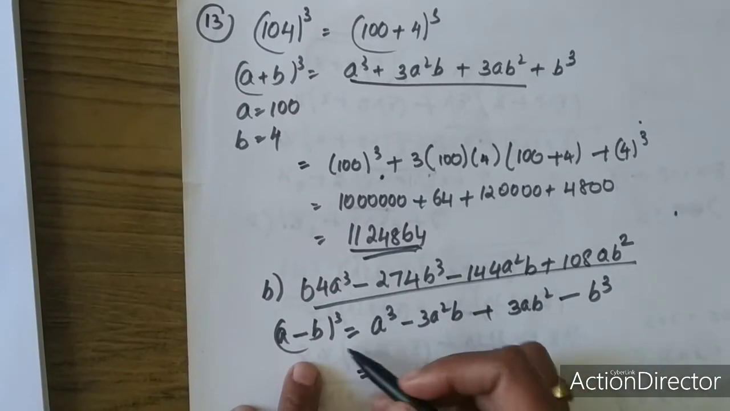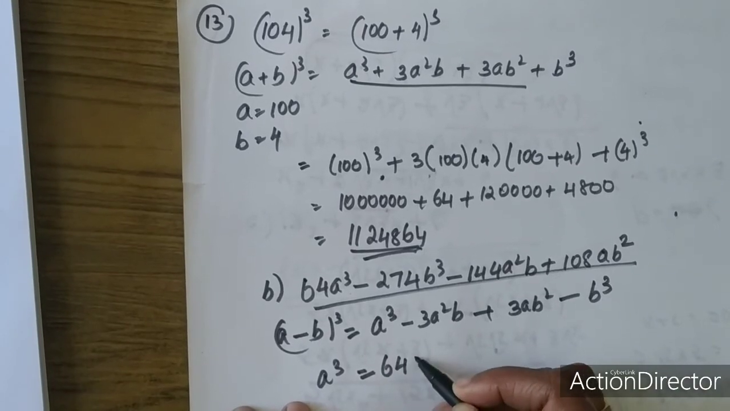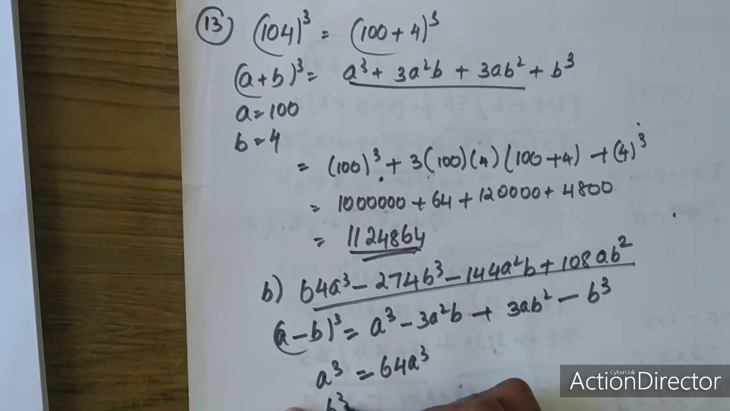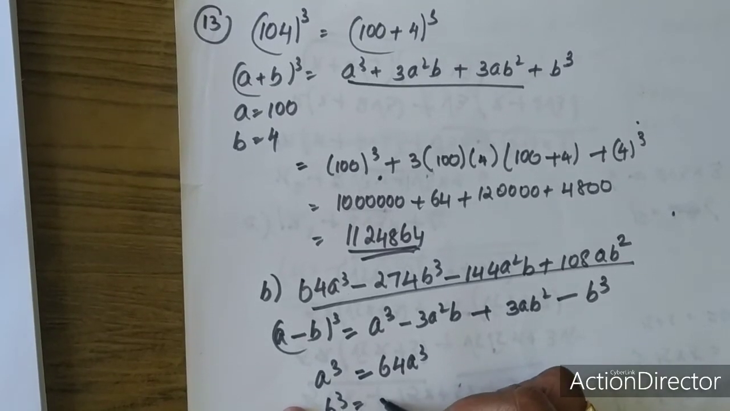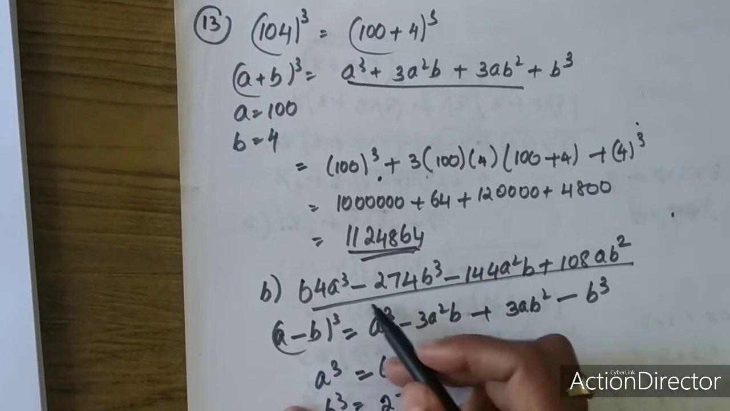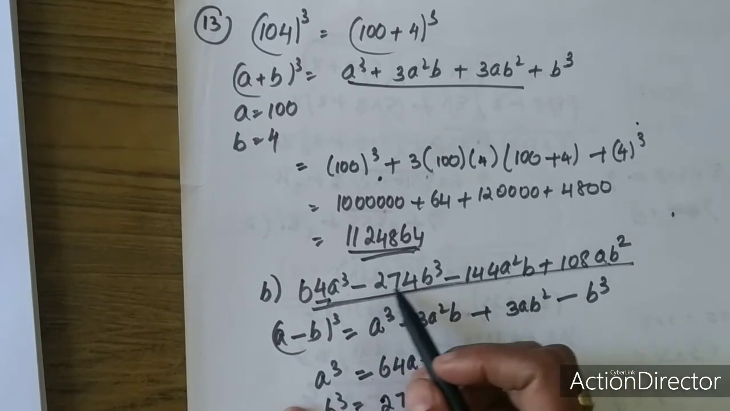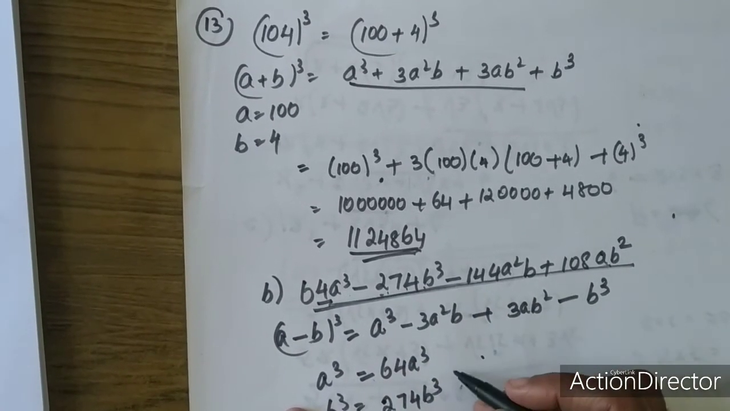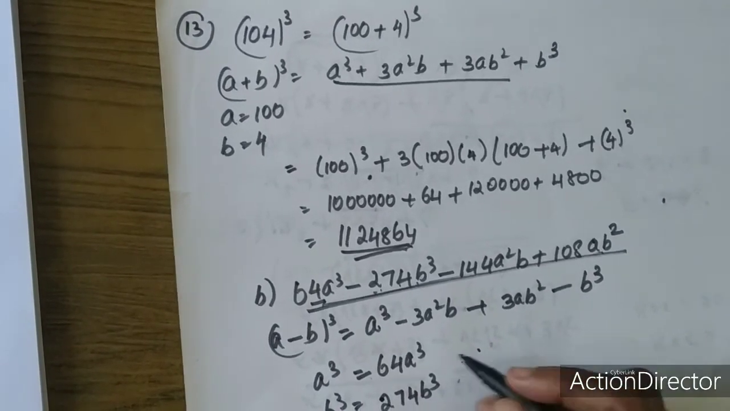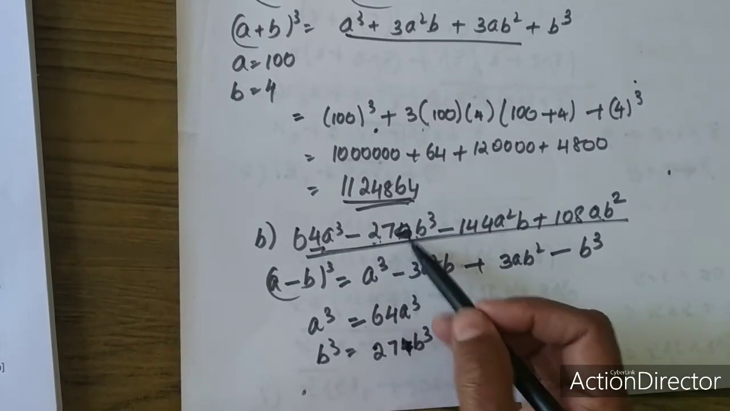So on comparing, a cube is equal to 64a cube, and b cube is equal to 27b cube. So from the given expression I am getting the value of a cube as 64a cube and b cube as 27b cube. So you have to find the value of a and b. Earlier I said 274, but it is 27. Please change it, it is 27.